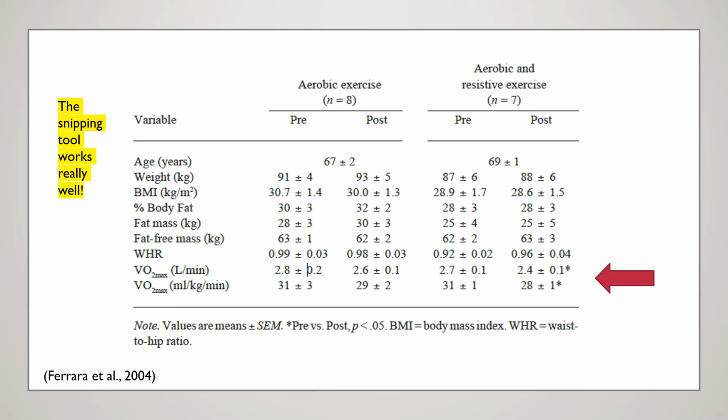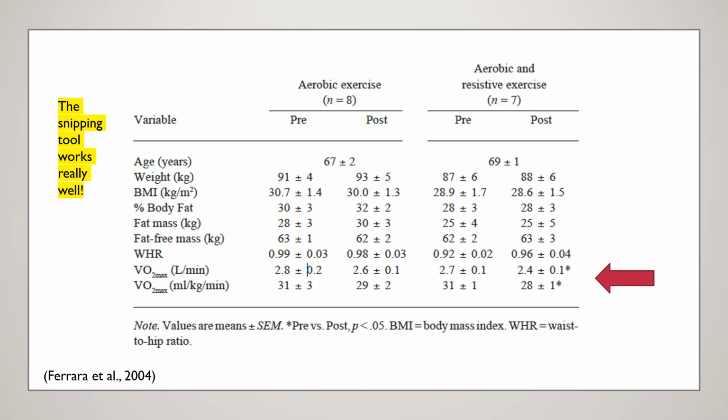The authors decided to put the body fat, the waist-to-hip ratio, and the VO2 in this particular slide. So the first two columns are the aerobic exercise only. The second set of two columns is the resistance and aerobic exercise. And you'll see that you have a difference pre and post.